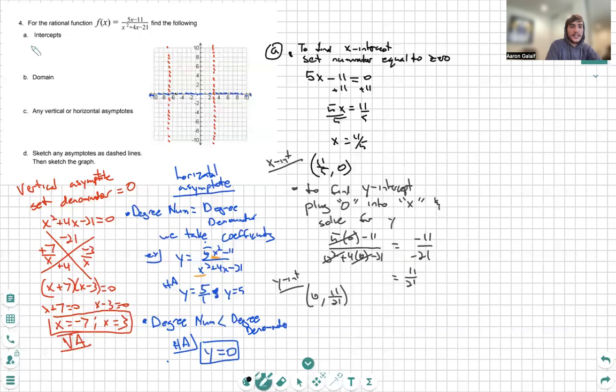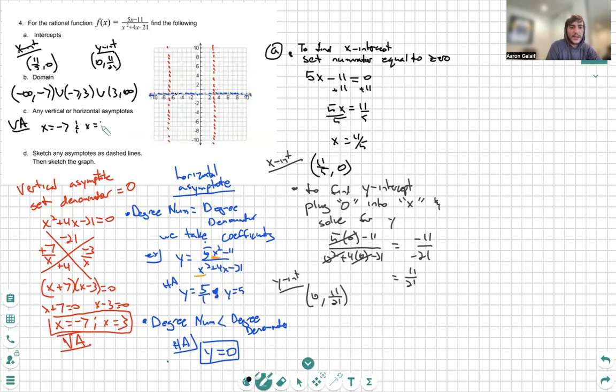We can now answer the domain. Let's write down our answer for A: the x-intercept, which is 11/5, 0, and the y-intercept, which is 0, 11 over 21. Our domain is all the values that don't include our vertical asymptotes. So we're going from negative infinity to negative 7, union negative 7 to 3, union 3 to infinity. We have vertical asymptotes at x equals negative 7 and x equals 3, and a horizontal asymptote at y equals 0. Now we just have to graph it, and that is just plugging in points.